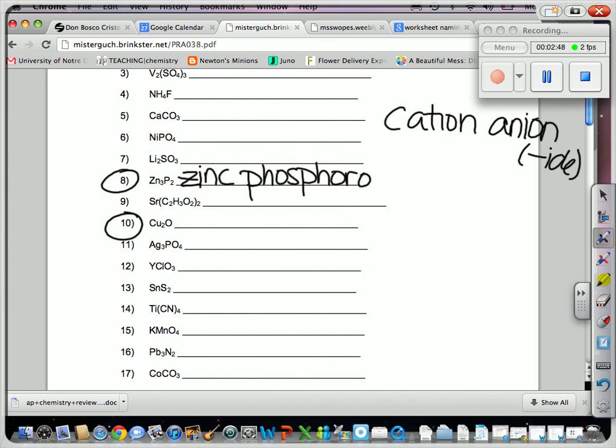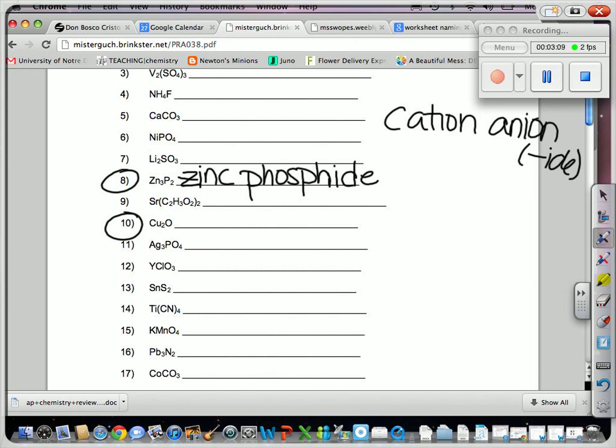I'll start with zinc phosphorus, but it's not going to be zinc phosphorus because we have to change it to that -ide ending, so it's going to be zinc phosphide. Students sometimes get confused with phosphorus. You want to make sure that you don't say phosphoride, it's phosphide, and that just comes from doing practice.